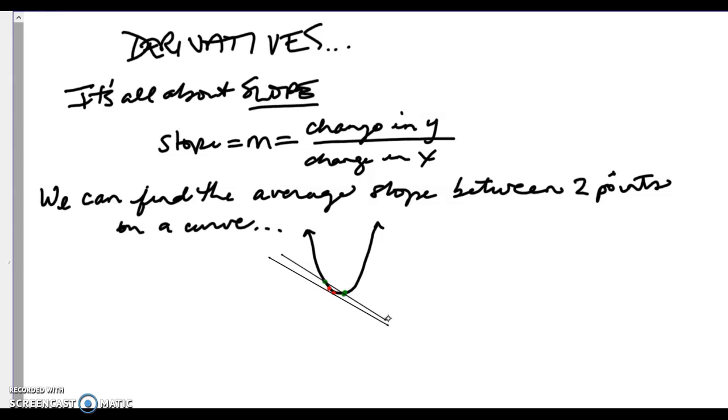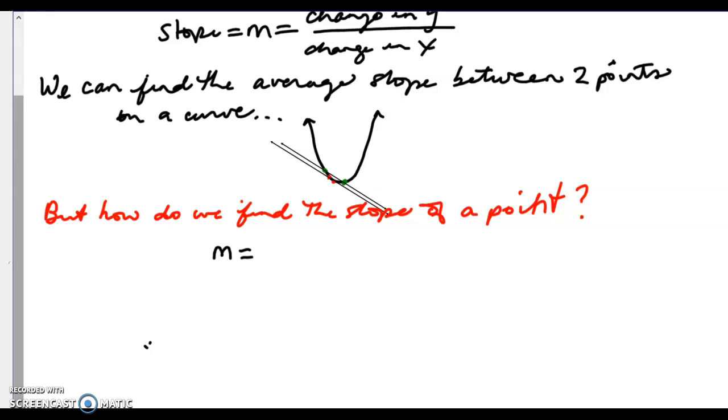I could find the average slope between those points. But how can I find the slope at one point? Like here, we can take an average between those 2 points and find the average slope of that curved graph. But how can I find the slope at one point? Think about finding the slope at a point for a minute.